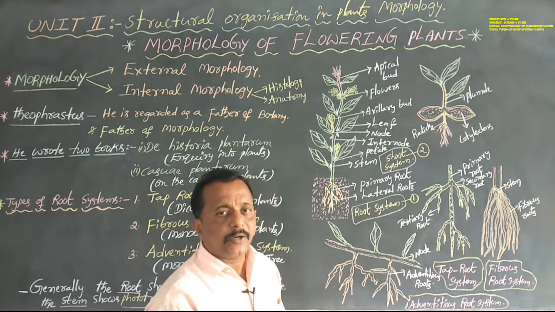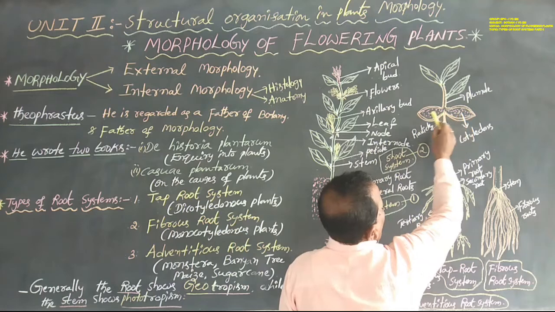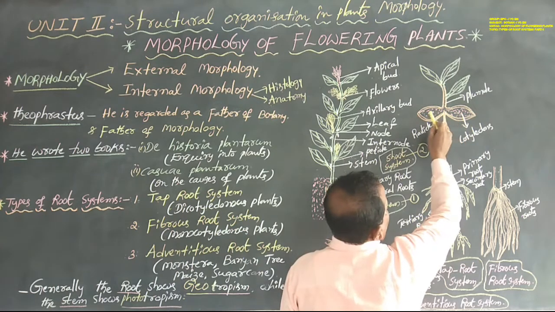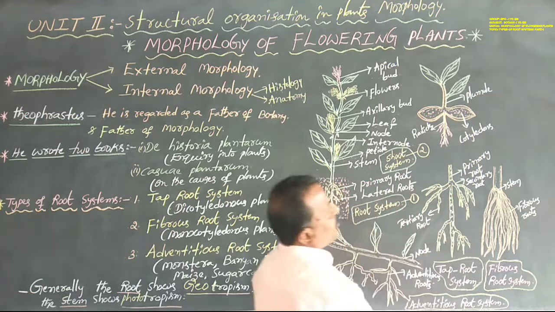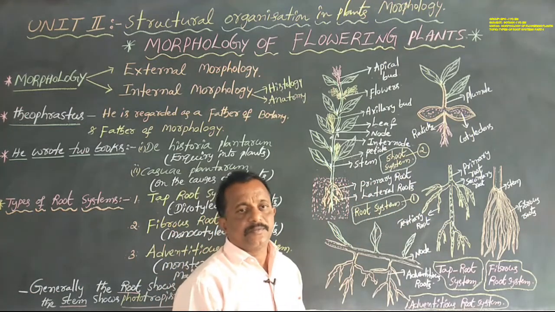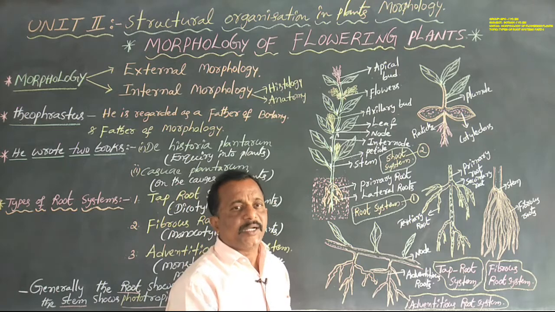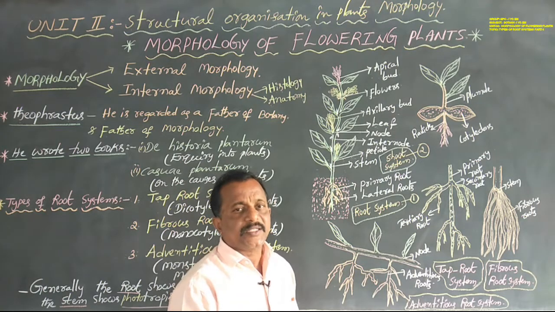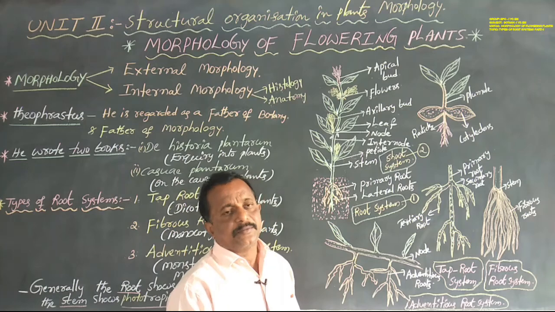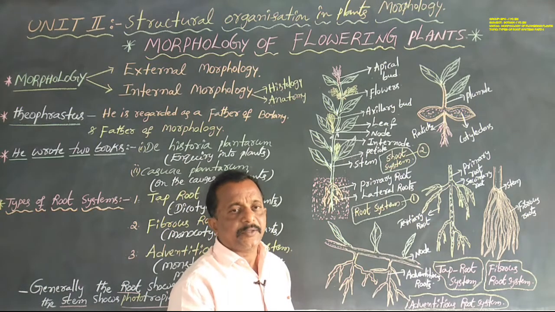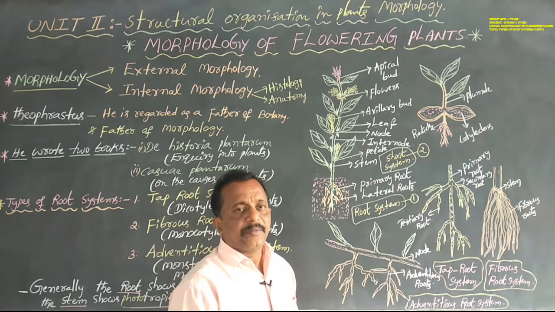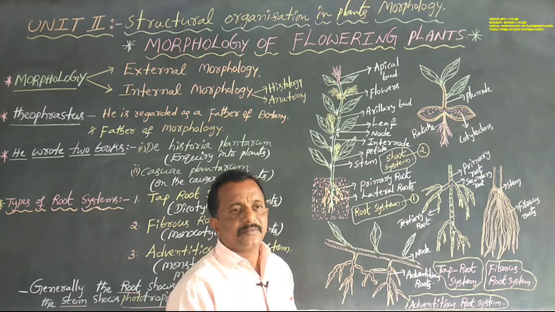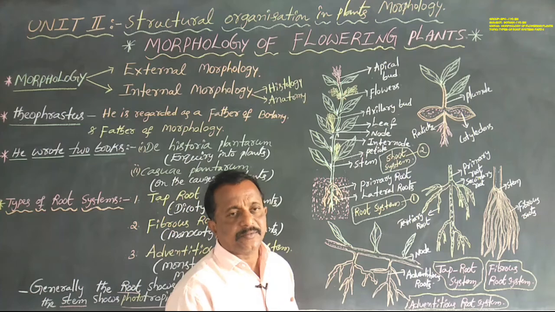What is the meaning of dicotyledons? The embryo of the seed contains two cotyledons, that is called dicotyledons. Monocotyledons, the embryo of the seed contains only one cotyledon or a single cotyledon, that is called monocotyledon. Among dicotyledons, especially banyan tree, bean tree, neem tree, and monocotyledons such as rice, maize, sugarcane are some of the examples.